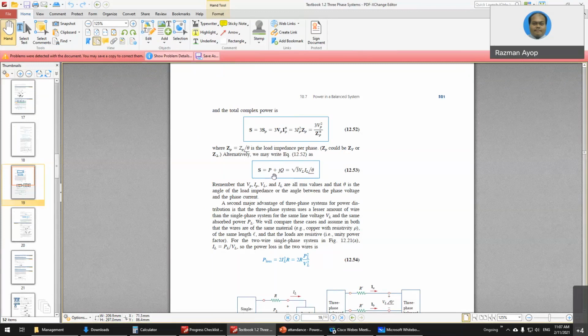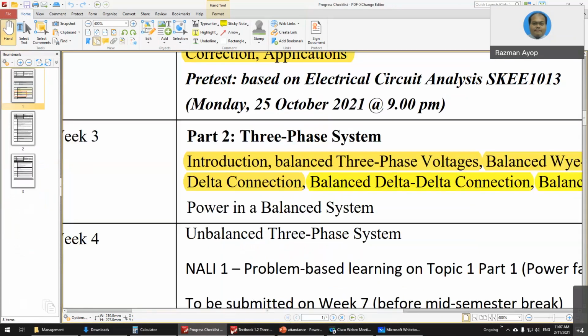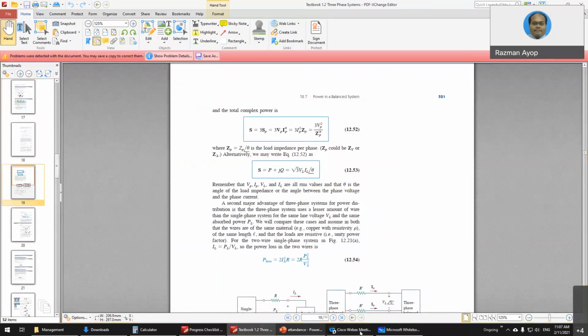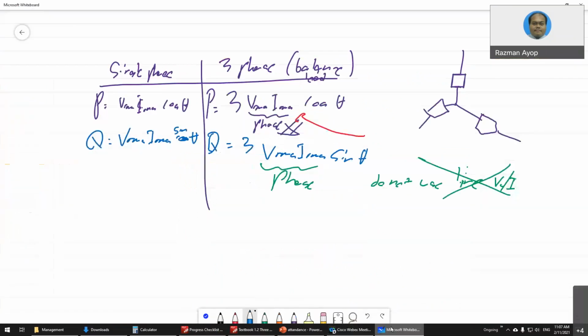If they said that P is power of all load, it means that it's already multiplied by 3. So you do not multiply by 3. Everything is the same except you have to multiply by 3 and you have to use phase.